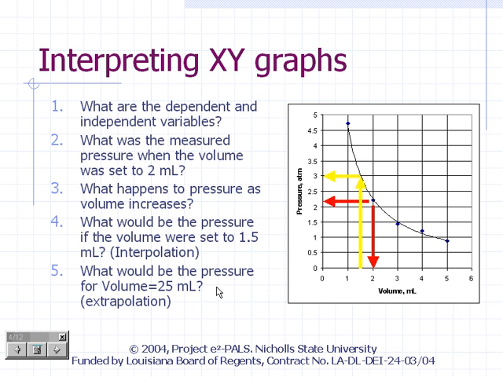Can we predict what the pressure would be if the volume were set to, say, 25 milliliters? The volume we used in the experiment ranged from 1 to 5 milliliters. 25 milliliters is beyond this range. Making a prediction in this case would be called extrapolation. Because the trend line is not a straight line, we cannot be sure about how it will behave beyond the range. 25 milliliters is too far beyond our experimental range of values. Therefore, we cannot reliably predict what the pressure would be.